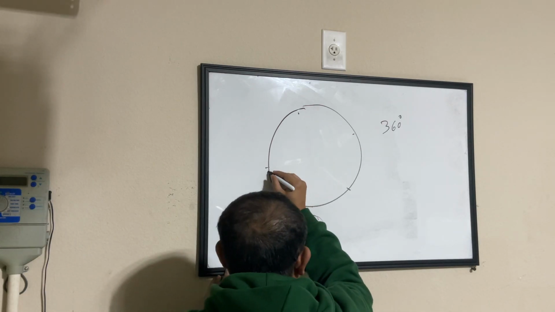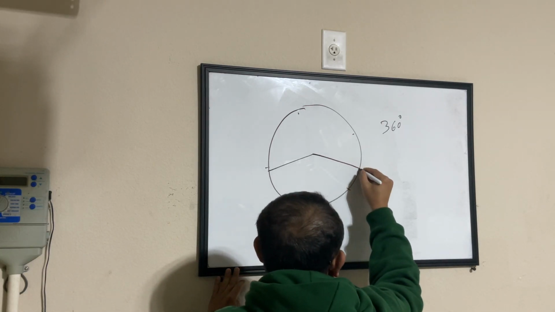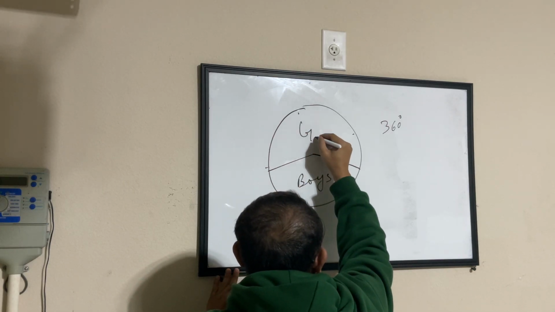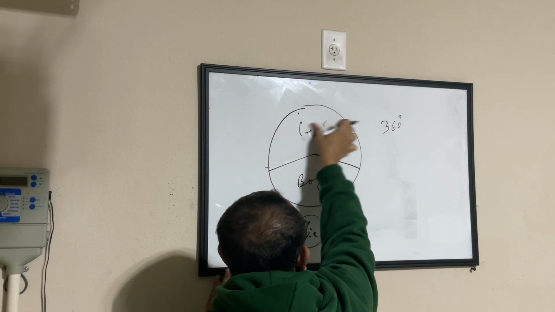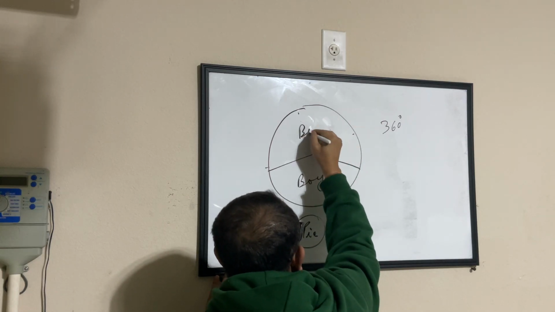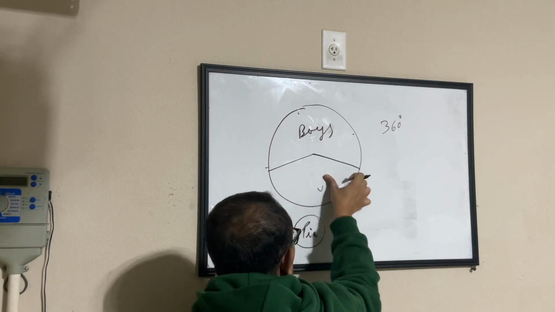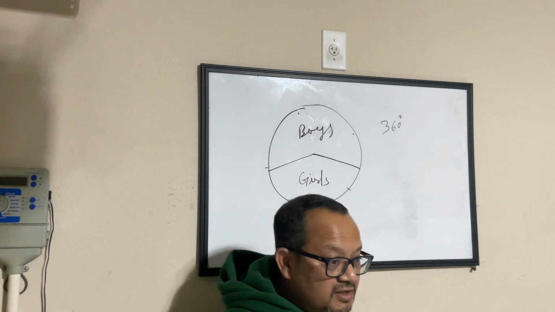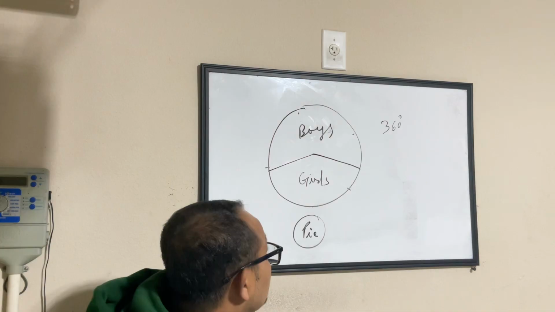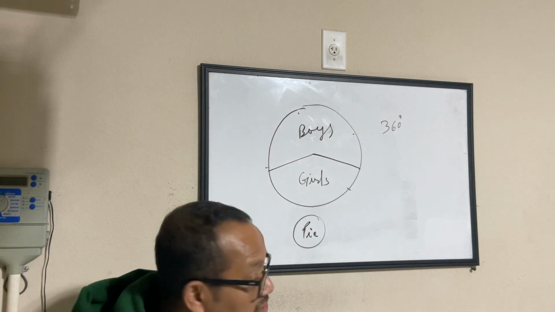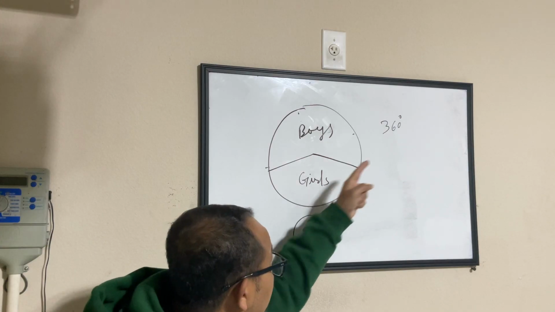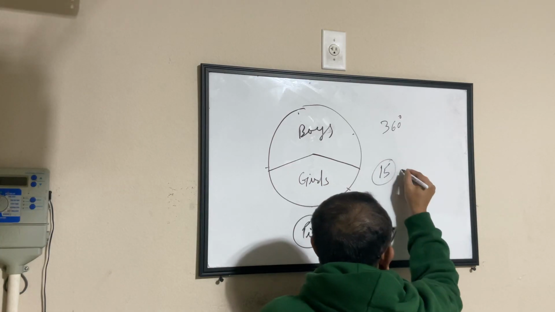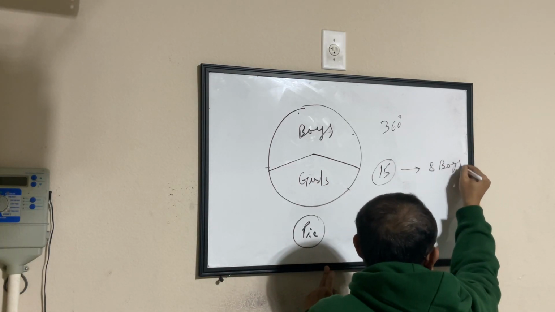If I represent this as, okay, fine, this part of the pie is boys, and this is girls. So we have 8 boys and 7 girls. Again, I might be wrong with my counting, I just assumed something. Now, how do you decide on this? You have to look at this. Total kids, we have 15, and 8 boys, 7 girls.